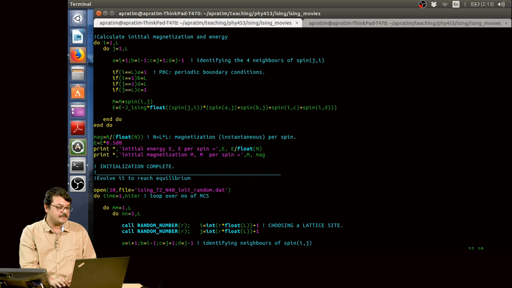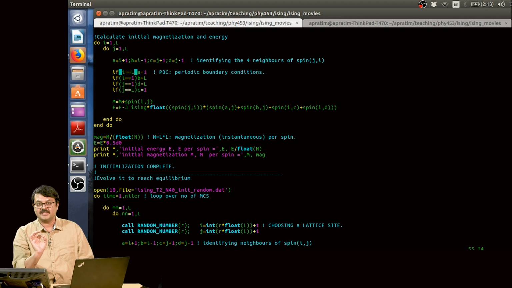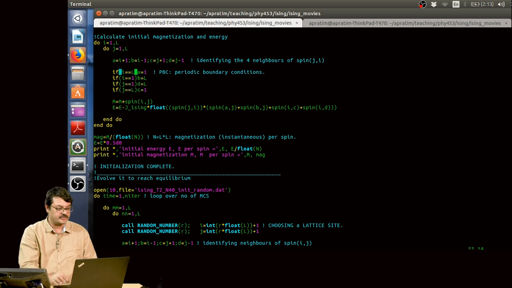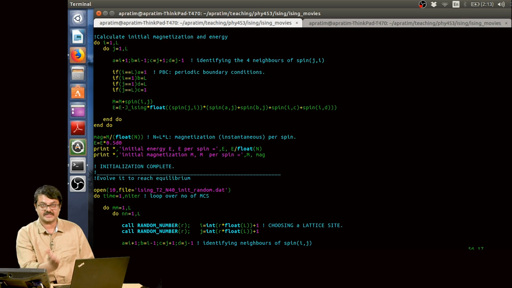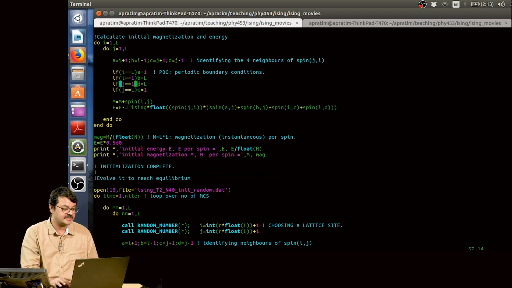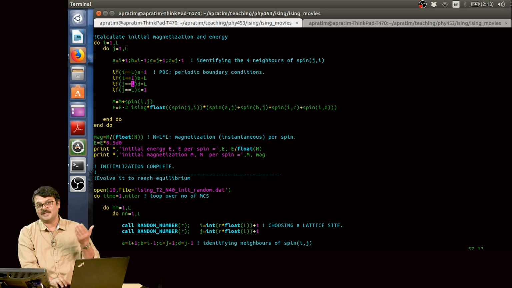And now, if by chance I equal to L, which means the spin under consideration is at the boundary, then its right hand neighbor will be on the other side of the lattice by periodic boundary conditions. So, that is why I have written if I equal to L, then a, which is the neighbor on the right hand side, is essentially equal to 1. Similarly, if I equal to 1, which is on the left boundary, then the neighbor to the left of this one is equal to L. It is basically periodic boundary conditions which we discussed in the past. And similarly, these two conditions: if j equal to 1, which is at the top boundary of the lattice, then the neighboring spin on the top of it is L, and so on and so forth.